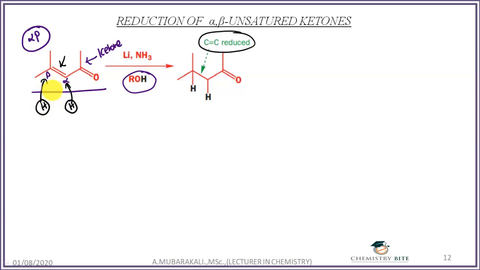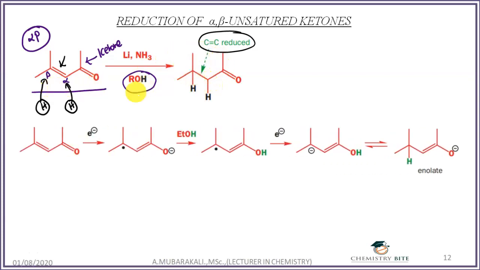So alpha beta unsaturated ketones, when you react them with the Birch reagents, will get converted into ketones, and the alpha beta double bond will get reduced to a C single bond C. So coming to the mechanism of the reaction, the first step is that the sodium will donate one electron to the oxygen.